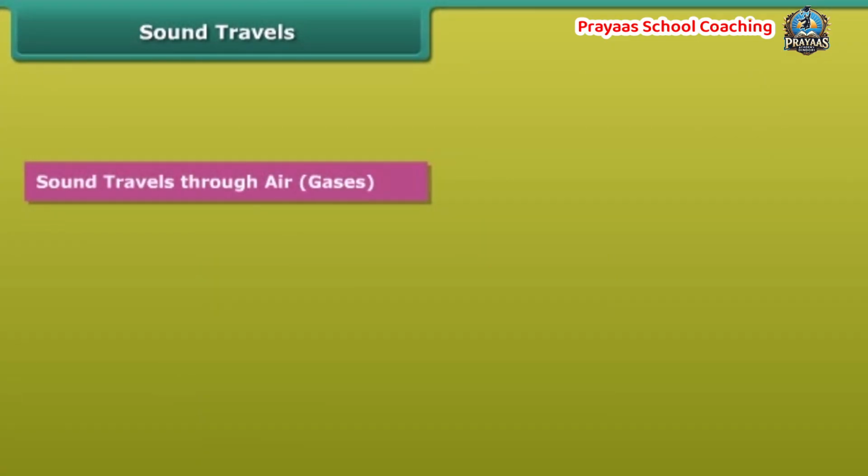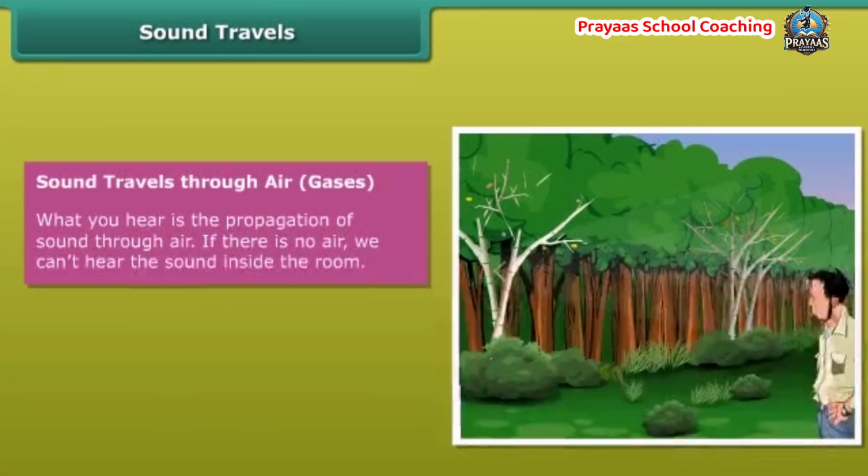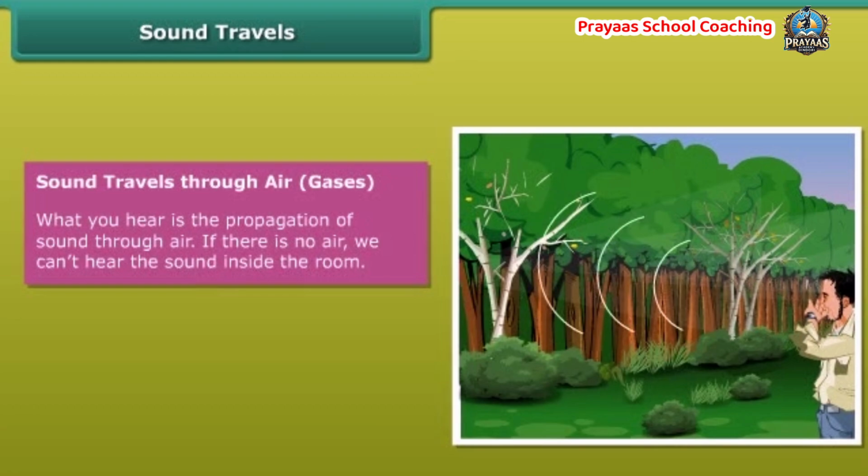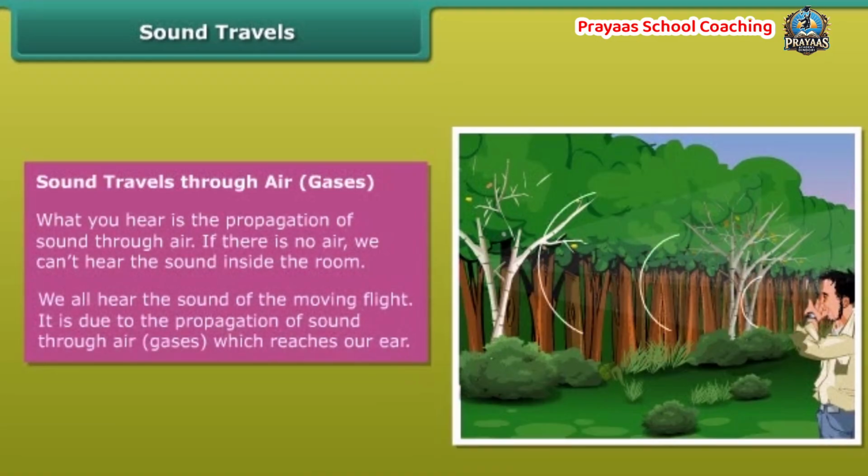Sound travels through air, gases. What you hear is the propagation of sound through air. If there is no air, we can't hear the sound inside the room. We all hear the sound of a moving flight. It is due to the propagation of sound through air, gases, which reaches our ear.